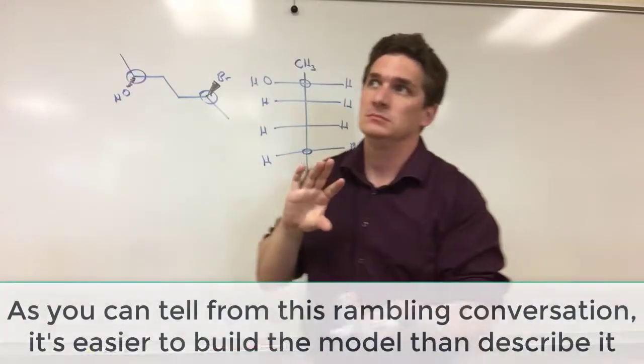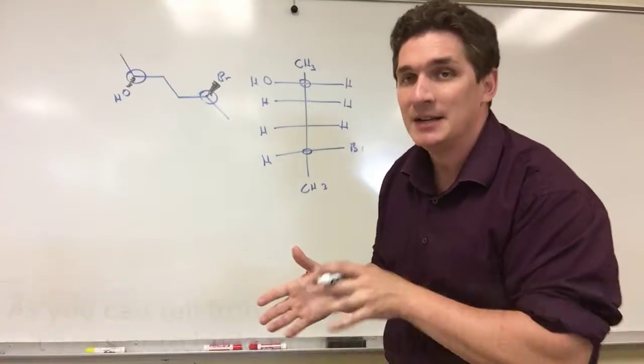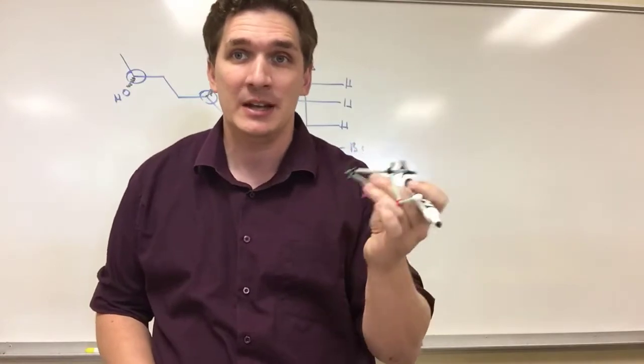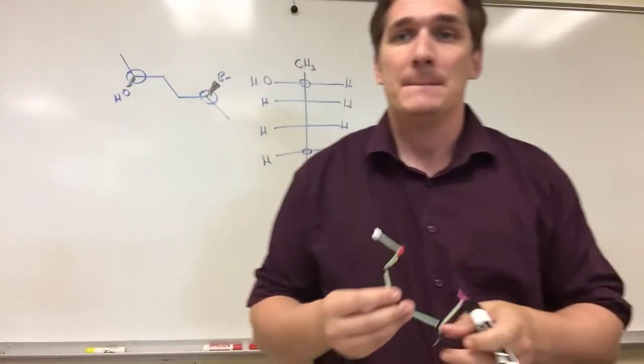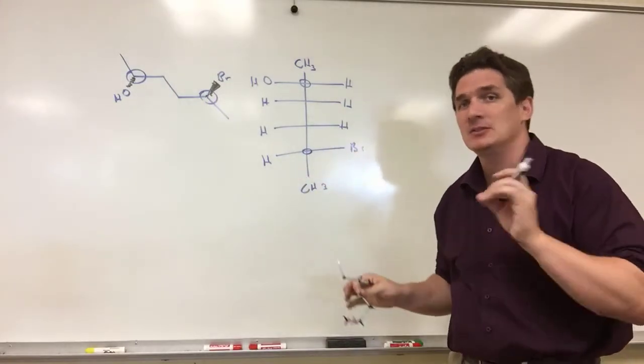The dash is going to be up front on the left side, and the wedge is going to be on the right side. Now again, even I need to build a model, so this is where a modeling kit is going to come in really handy for building your Fischer projections. Build your models and project them, and in the next video we'll talk about how to do the R and the S.